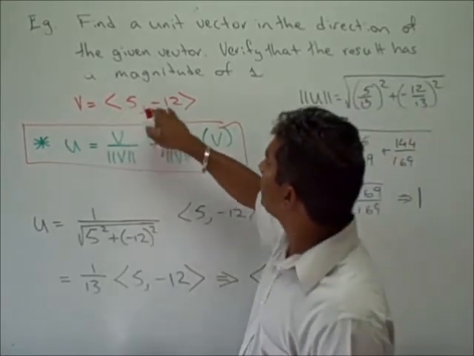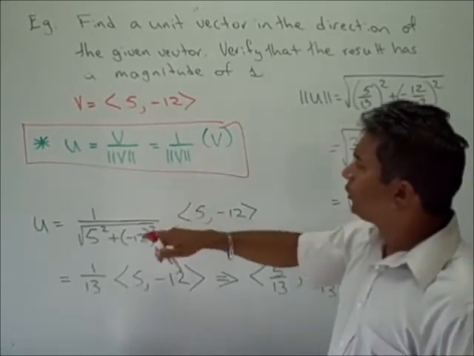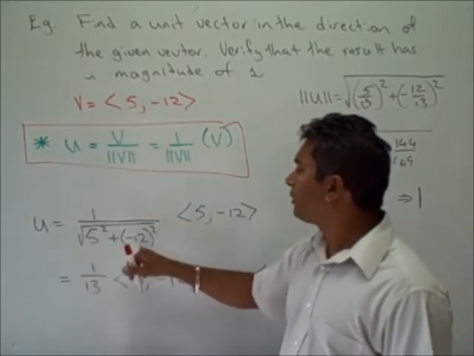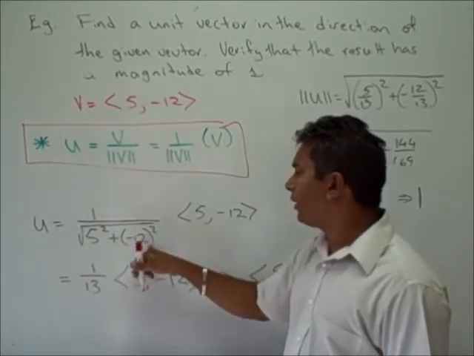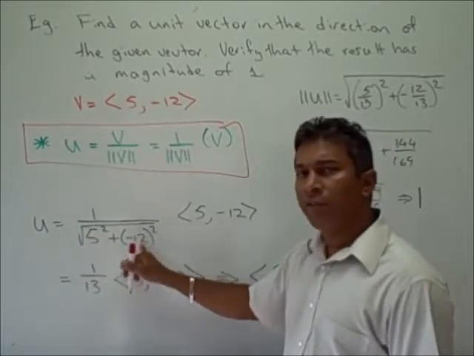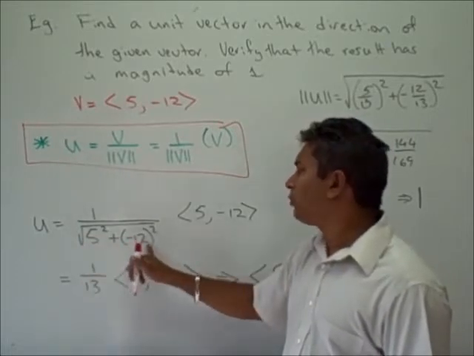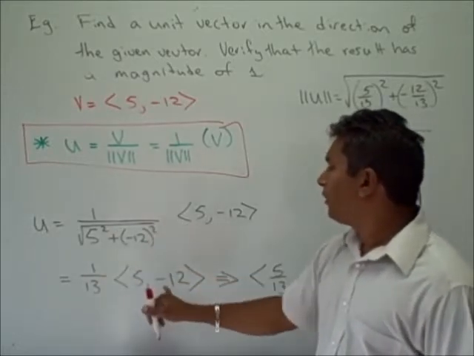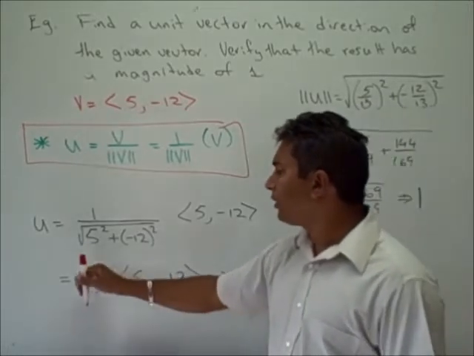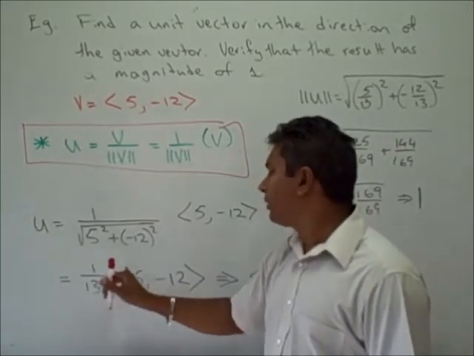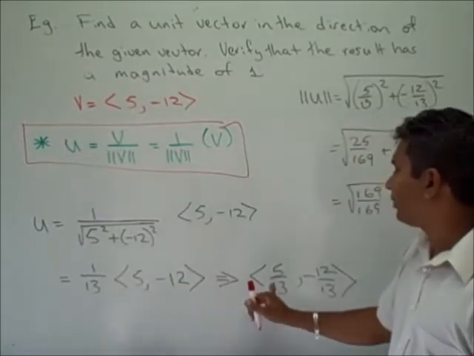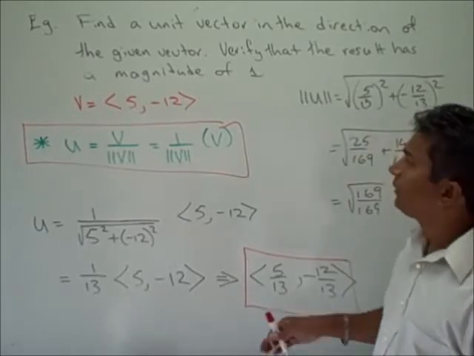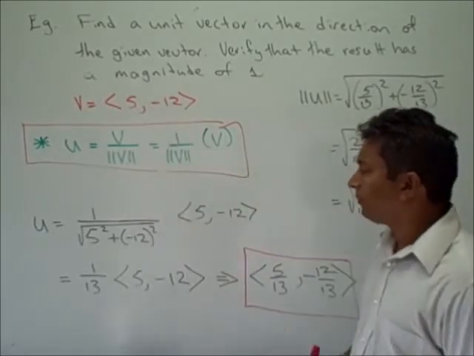So using this format, let's go ahead and find the unit vector. So here we have 1 over the magnitude of v, which would be the square root of 5 squared plus 12 squared. So this is 25 plus 144, 169, and the square root of 169 is 13. So this is 1 over 13 times (5, negative 12). Now here this is a scalar quantity. So once we multiply, this becomes 5 over 13 and negative 12 over 13. So here's our unit vector in the same direction as v.